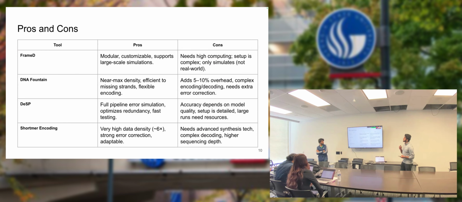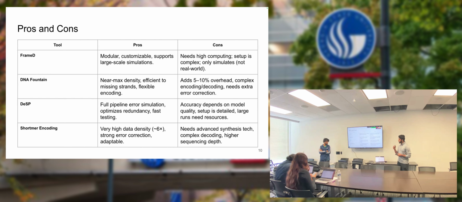And this is just a side-by-side comparison of the pros and cons. You can see FrameD has modular, customizable support for large-scale simulations. And talking about the cons, it needs high computing and the setup is also complex. And the DNA fountain reaches max density and is efficient to missing strands, with flexible encoding, but it also has difficult encoding and decoding steps that need extra error correction.